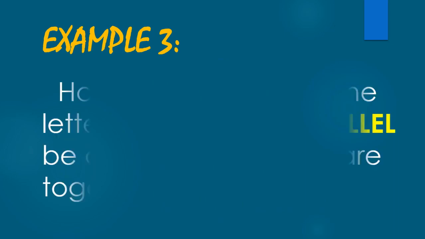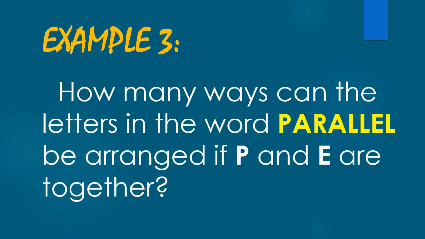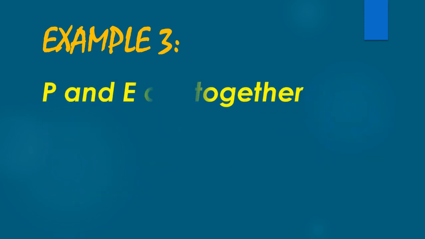Example number 3. How many ways can the letters in the word parallel be arranged if P and E are together? As you have noticed, we have the word parallel in which we have 2 A's and 3 L's. So in this case, we have distinguishable permutation. And we have our condition to be arranged if P and E must be together. So again, from the word parallel, we have 8 letters: P, A, R, A, L, L, E, L. So we have n equal to 8.